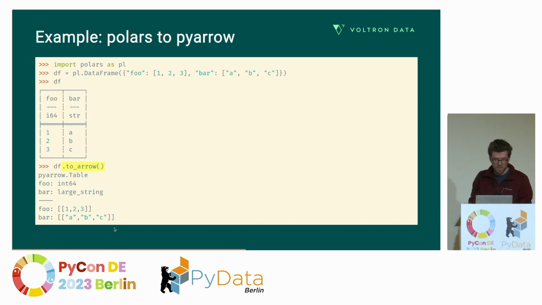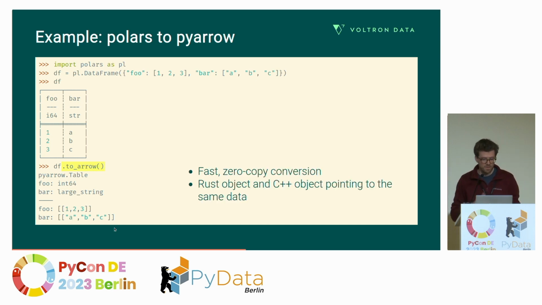So as an example, Polars and Arrow. I created a small Polars data frame. Polars has a method to_arrow to convert it to an Arrow table. We could further convert it, for example, to a pandas data frame or to some other library. But in this case, the data of those objects is actually the same data. So this conversion is a zero copy fast conversion. And although both are Python libraries, the one is implemented in Rust, and so the actual data under the hood is a Rust object. PyArrow under the hood is a C++ object, and they are pointing to the same data.